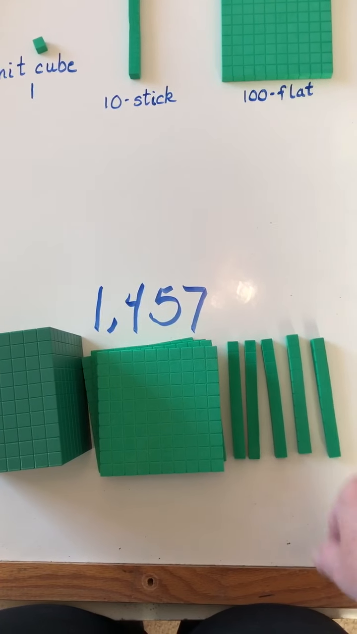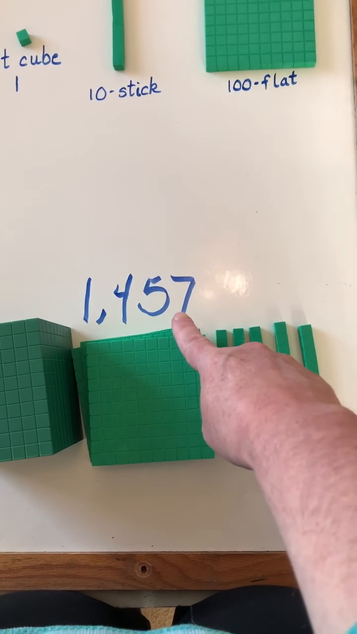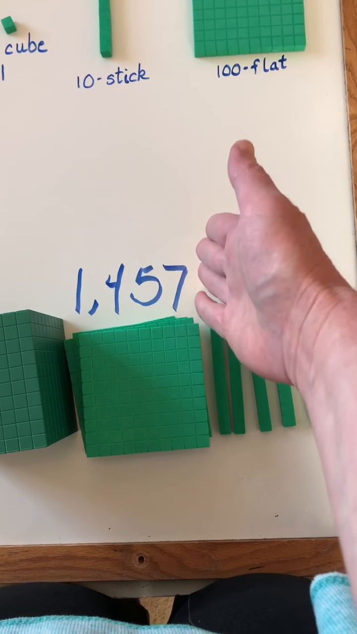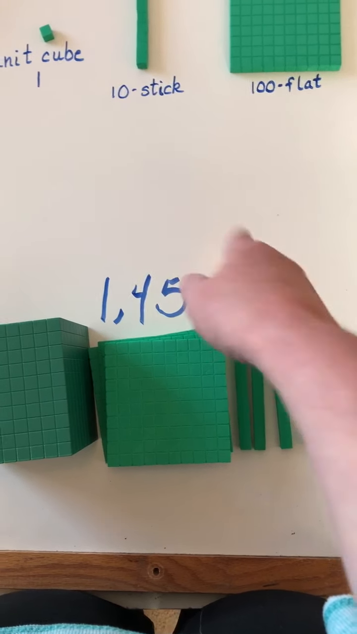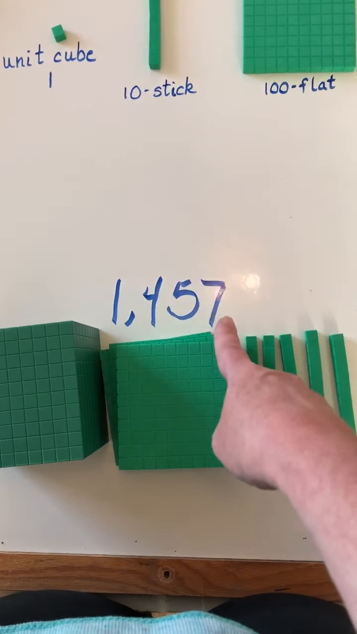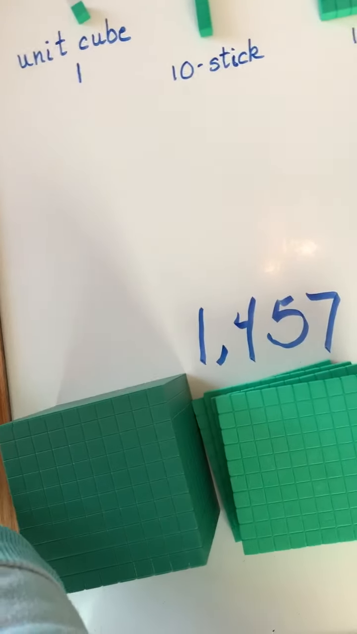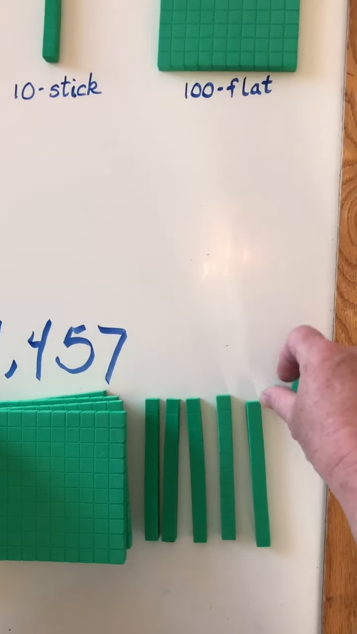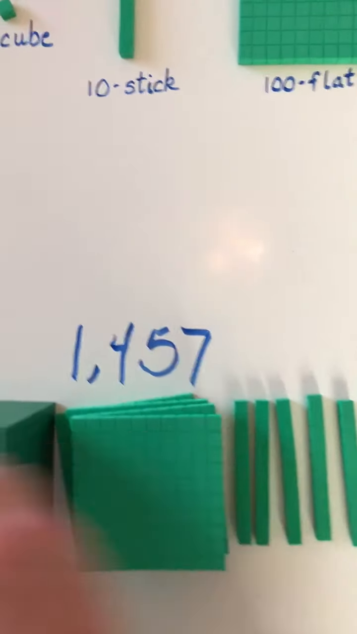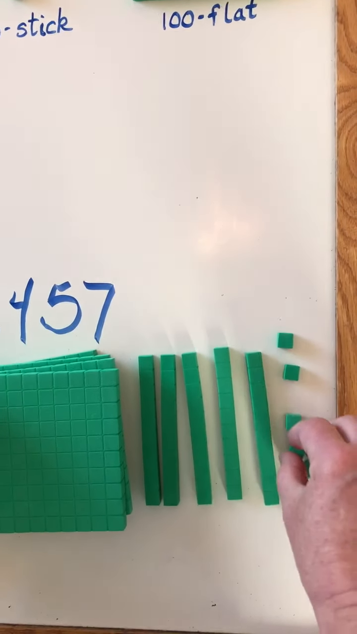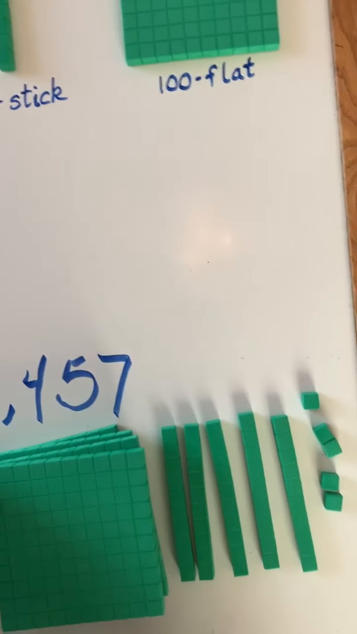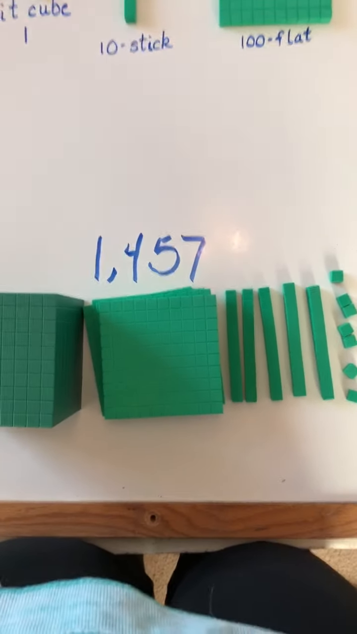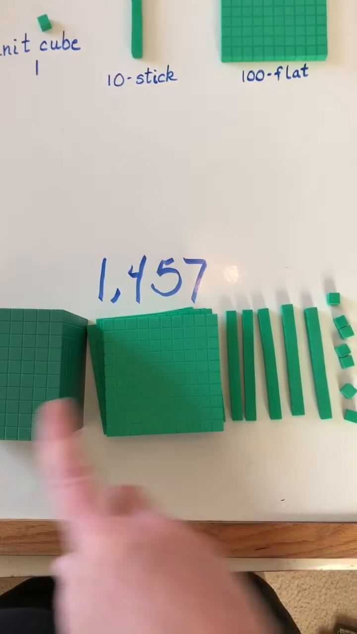And now the last part is our ones place. Remember, the ones place is always the farthest on the right. How many ones do we have? We have 7. How many unit cubes will we use? 7. Okay, so 1,450, 51, 52, 53, 54, 55, 56, 57.